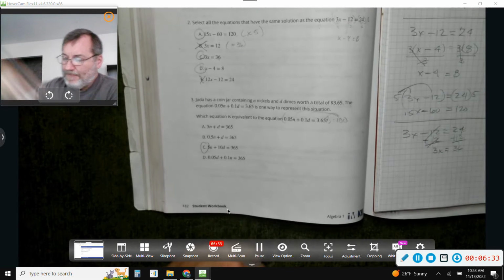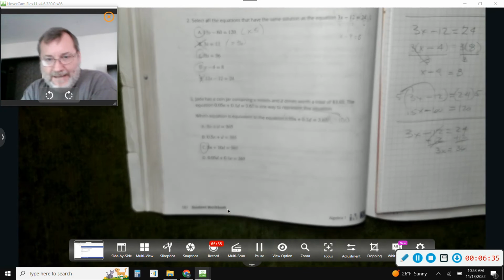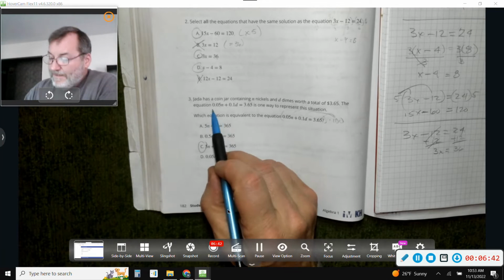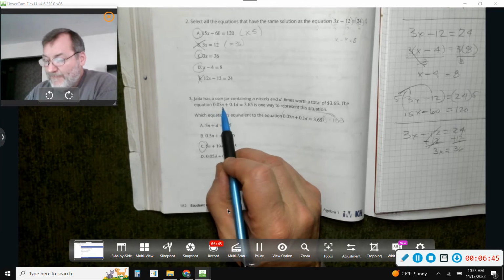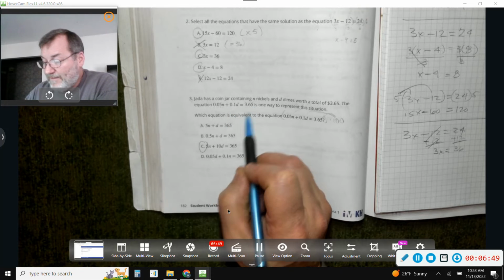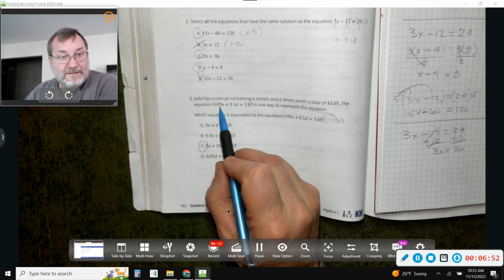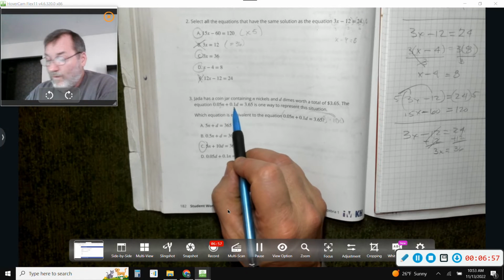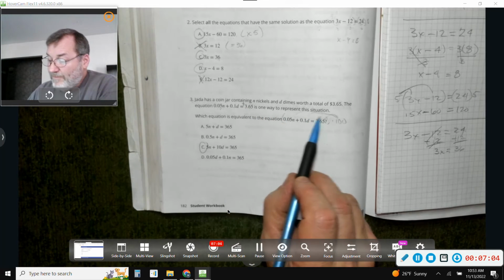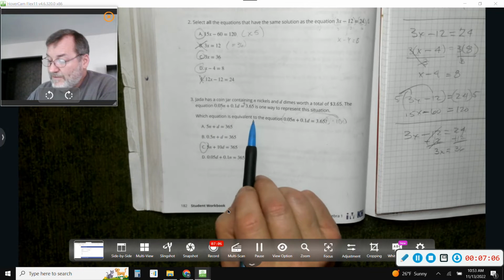Number 3. Jada has a coin jar containing N nickels and D dimes worth a total of $3.65. The equation 0.05 times N plus 0.1 times D equals $3.65. Makes sense? 5 cents is 0.05. That's the value of a nickel in terms of dollars. 0.1, that's the value of a dime in terms of dollars. So this is one way to represent the solution. Which equation is equivalent to this one?